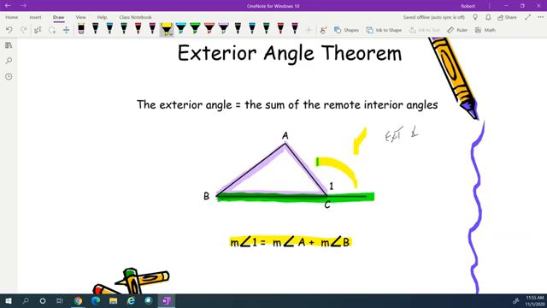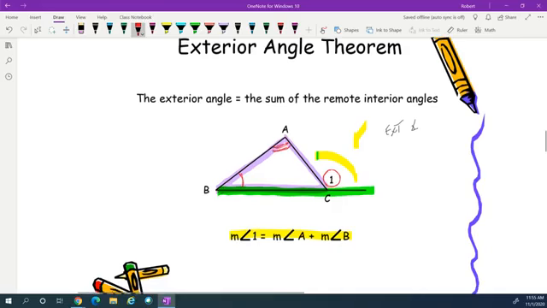Now think about some vocabulary. Adjacent means next to. Remote means over there. So look at the parts that we're using: the exterior angle and the remote interior angles. Now this is a shortcut rule. We certainly could have subtracted from 180 to get into the triangle and then figure stuff out, but it comes in very handy. The exterior angle equals the sum of the remote interior angles. So in this case, angle 1 would be angle A plus angle B.